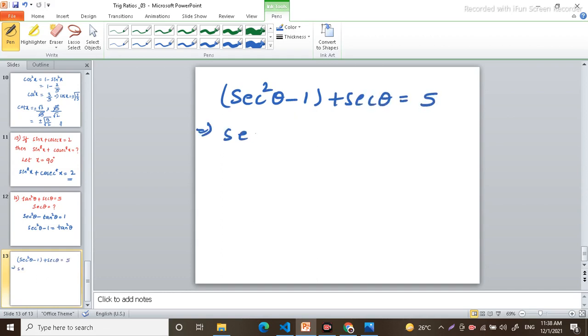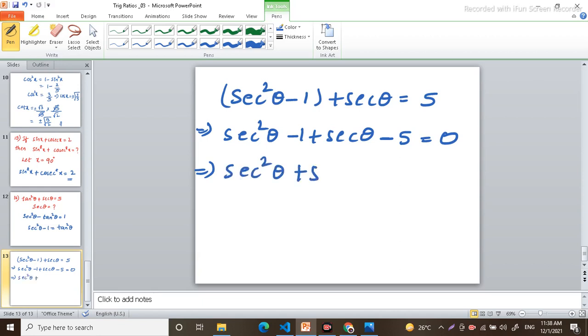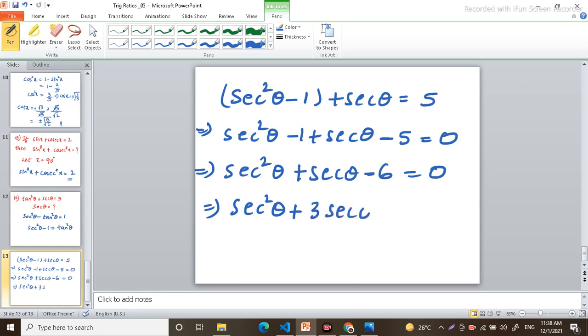Next step, secant square theta minus 1 plus secant theta minus 5. I took 5 to the left hand side. This is equal to 0. So we can write secant square theta plus secant theta minus 6 is equal to 0. Now we'll find the secant theta value. Secant square theta plus secant theta can be written as 3 into secant theta minus 2 into secant theta, minus 6 is equal to 0.